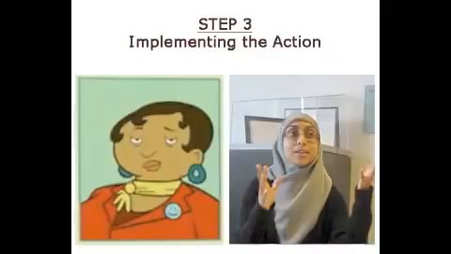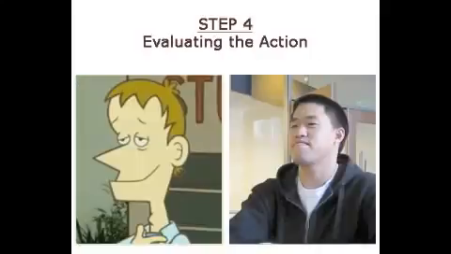The third one, implementing action. You anticipate your obstacles, you find out who's going to be in charge, and then you make your plan, whether it's top down or bottoms up. And then the fourth one, evaluating the action, you find out whether it works, whether the results are what you expected, and if that is desirable, then you continue to step 5. If not, then you go back.